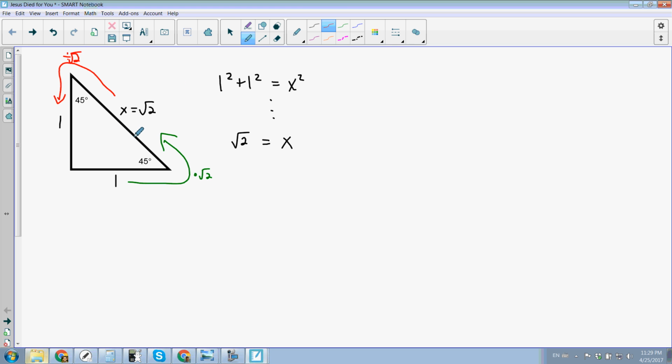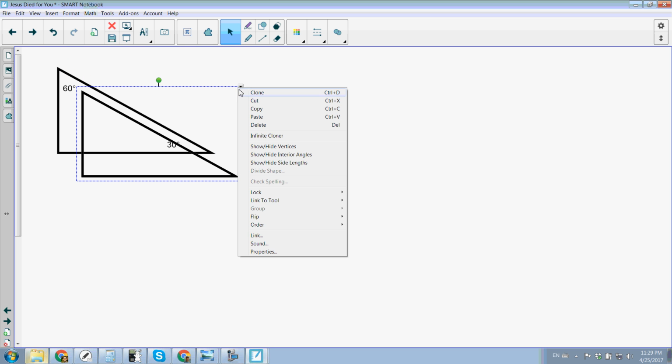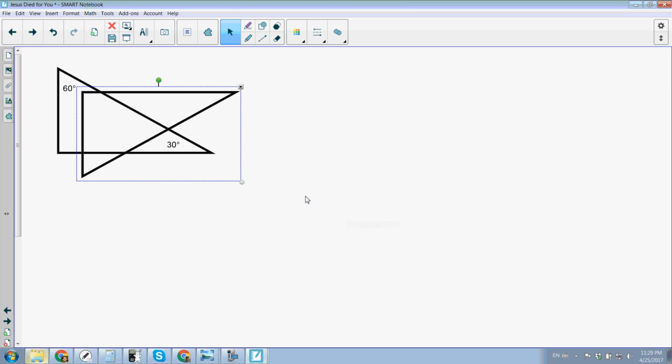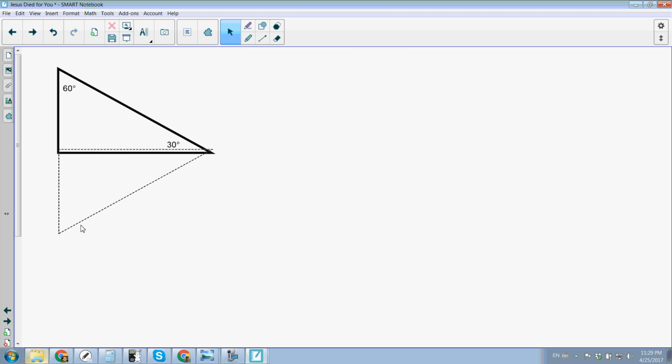Okay, so that's the 45, 45, 90 right triangle. How about this other right triangle that's considered to be a special right triangle? One of the angles is a 30-degree angle, which would make the other acute angle a 60-degree angle. And what I'm going to do to explain this is copy that right triangle and flip it over and put it right underneath itself.